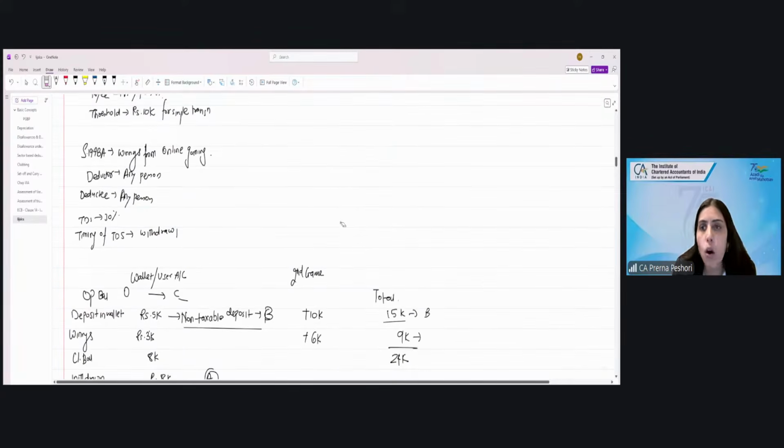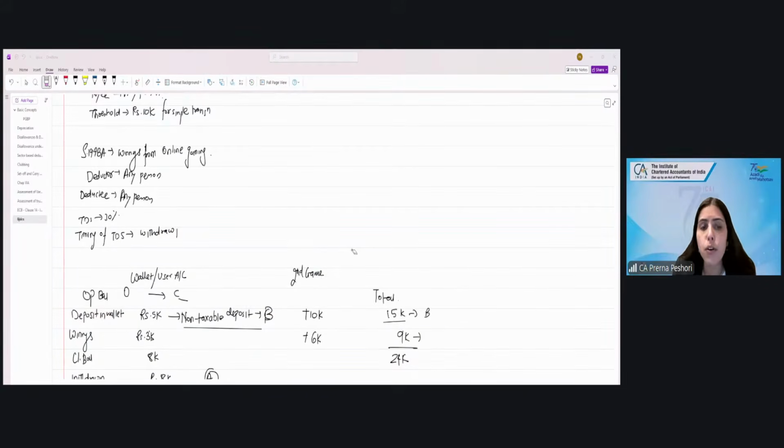Then we have section 194BA, winnings from online gaming. Again, who is the deductor over here? Any person. Who is the deductee? Any person. The TDS is 30%, right? And this has to be at the end of the financial year at 30%. And the TDS timing is on the withdrawal.